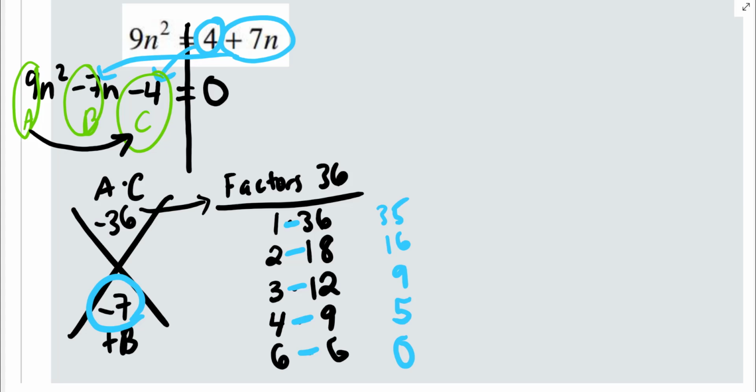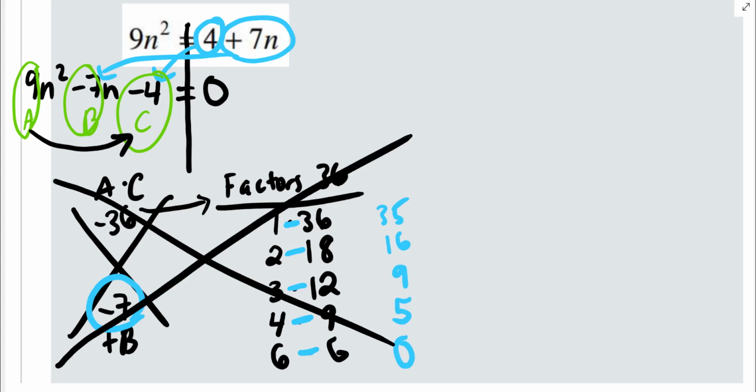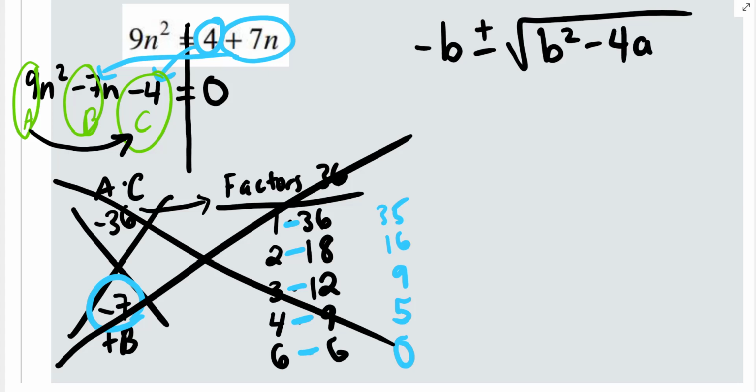So none of those, no matter if you plus, minus, choose a negative on a different one, or both negative, both positive, none of them are going to get you to negative 7. So this way does not work. So because it does not work, we have to use the quadratic formula, which is negative b plus or minus the square root of b squared minus 4ac all over 2a.